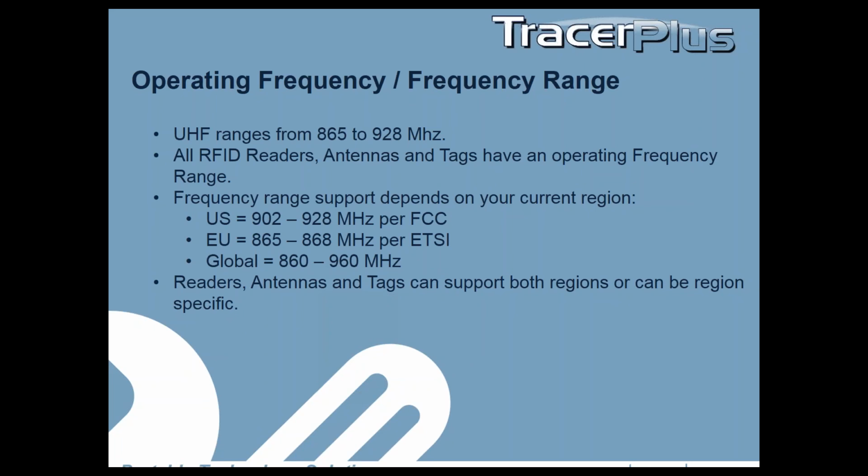All RFID readers, antennas, and tags have their own operating frequency range. In the US, the supported range is between 902 and 928 megahertz. In the EU, it's 865 to 868, and then global is the full 860 to 960 band. You'll also find that readers, antennas, and tags can support all regions, or can be region specific.